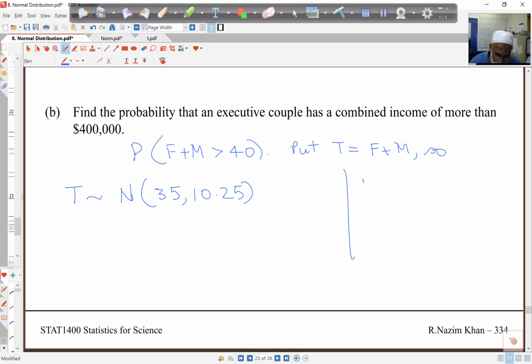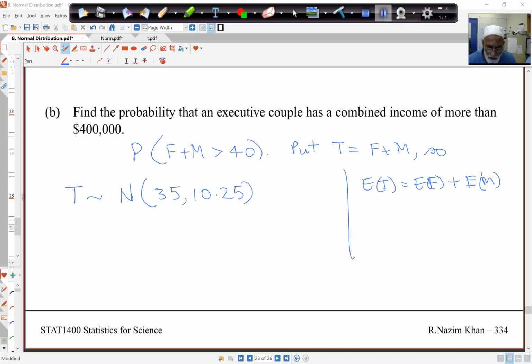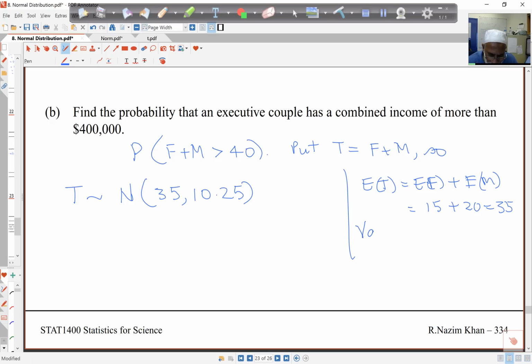So just to make sure here, the mean of T is the mean of F plus the mean of M. So the means here add. So this is 15 plus 20, which is 35. And the variance of T. Here again the variances will add because I've got independence. And so that's where I get my 4 plus 6.25.